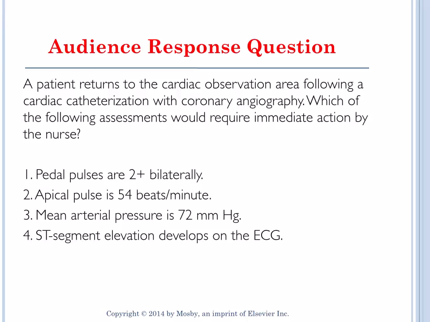Now, if the pedal pulses are 2 plus on both sides, we will do an assessment, but it's not that critical unless the patient is symptomatic, with chest pain, shortness of breath, or low BP. And options 2 and 3, as you know, are normal findings and not that significant. Yes, you all will say that an apical pulse of 54 beats per minute, but this can be normal too. So the most alarming option here is ST segment elevation, which is showing MI.